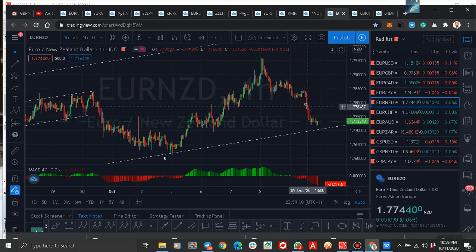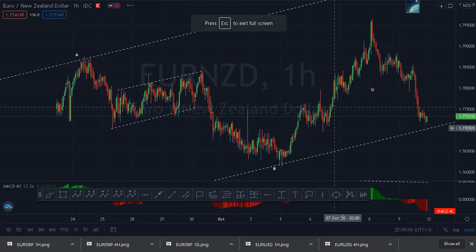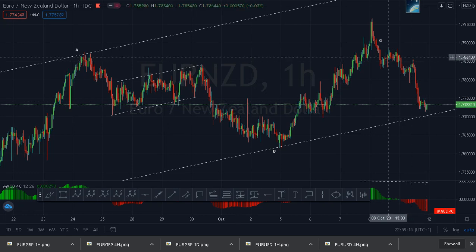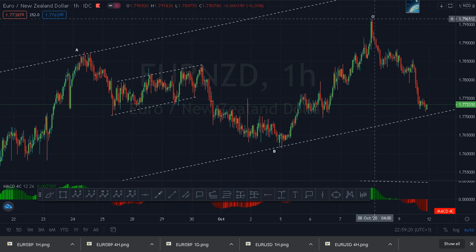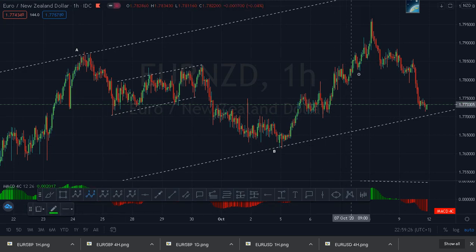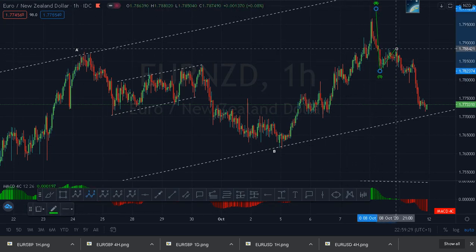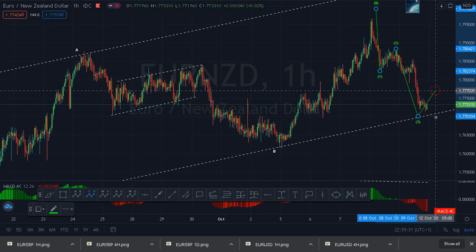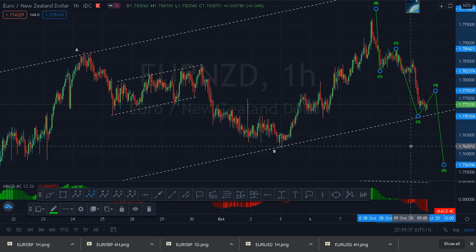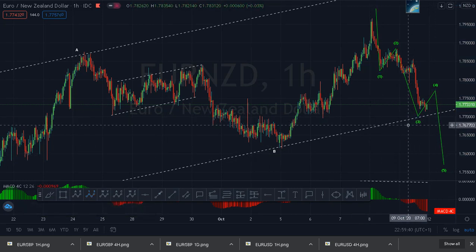So I have treated the EURNZD 1 hour. This is a live market. We don't have much to say on the 1 hour because the market is about to open. We keep watching. We may have a kind of 1, 2, 3, 4, 5. We may have something like this. But the bottom line is we keep watching if this very line will be broken.